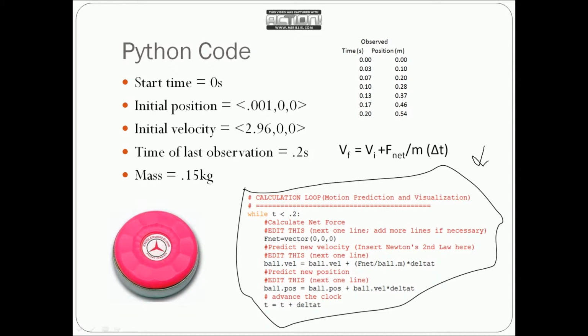In this circle is the code used to implement Newton's second law. In this code, the net force is set equal to a vector of zeros. Because velocity is constant, net force must be zero. The final velocity is set equal to the initial velocity plus the net force divided by the mass of the ball times the change in time. And the position is set equal to the position plus the velocity times the change in time.